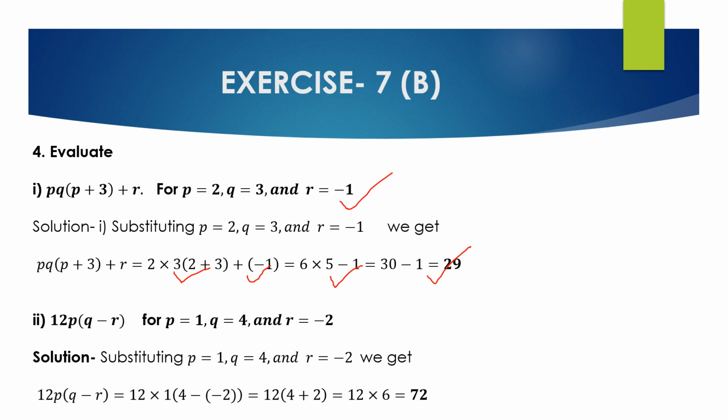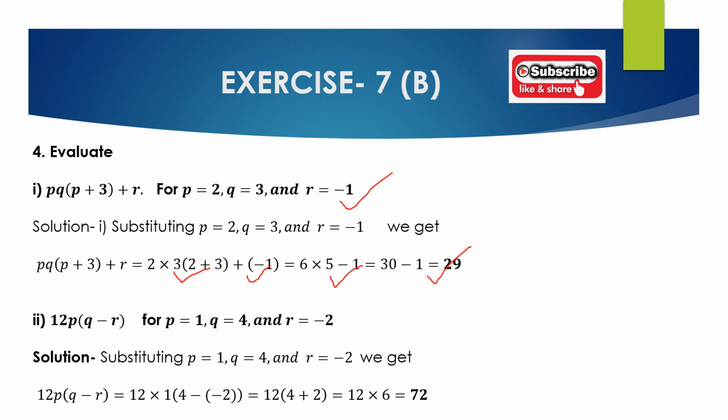Second bit, 12P multiplied with (Q minus R) for P equal to 1, Q equal to 4 and R equal to minus 2. Substitute the value of the variable P equal to 1, Q equal to 4 and R equal to minus 2 in the expression 12P multiplied with (Q minus R).